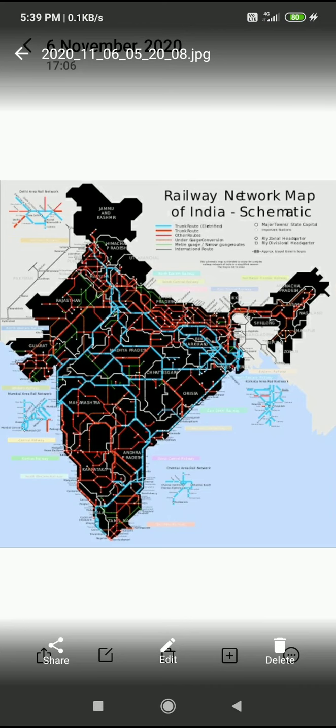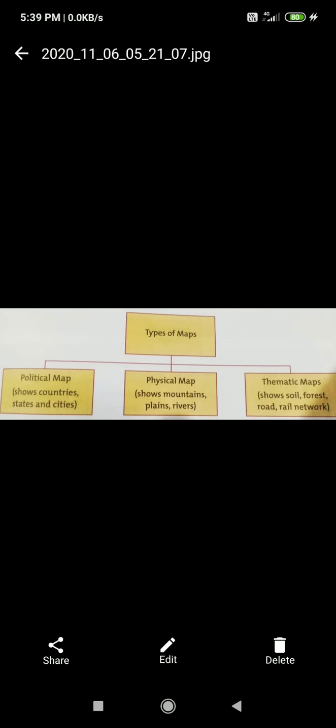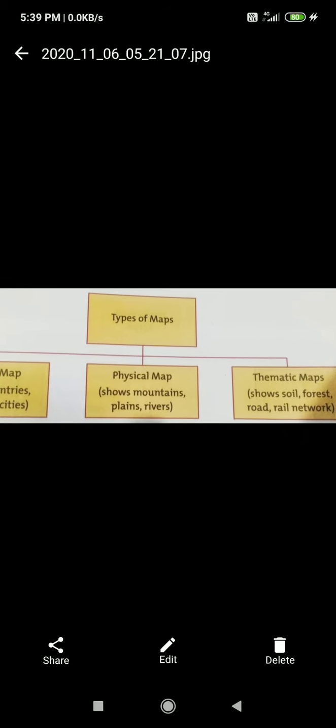Next one, this is an example of a thematic map. I have taken the example of a railway network. So students, what do these three maps include? First one, political map. If you see the political map, you can find countries, states and cities. Next one, physical map means you can find landforms like mountains, rivers, plain areas, Deccan plateau, islands. These all you can easily find in the physical map. Next, third one is the thematic map.